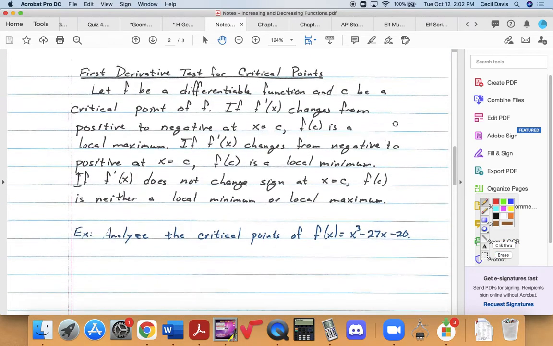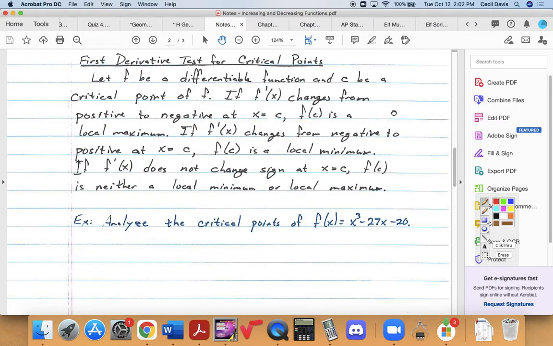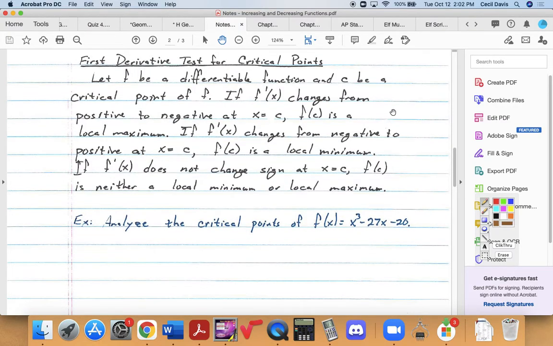So, what we have just done is the first derivative test for critical points. Usually people just say the first derivative test. And here's what we have. Let f be a differentiable function and c be a critical point of f.